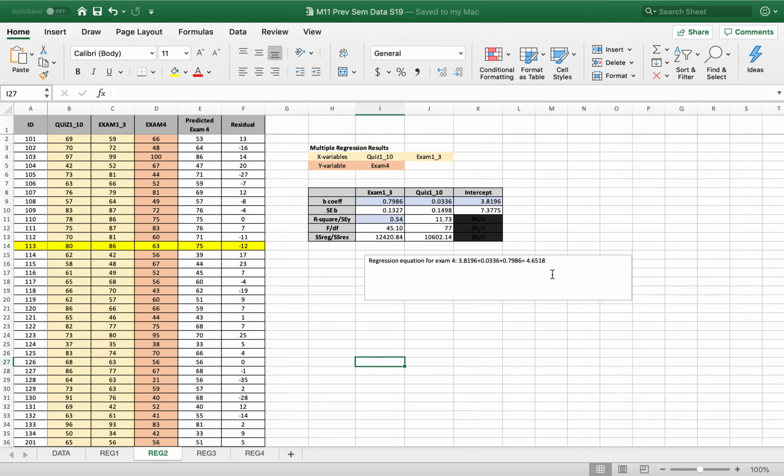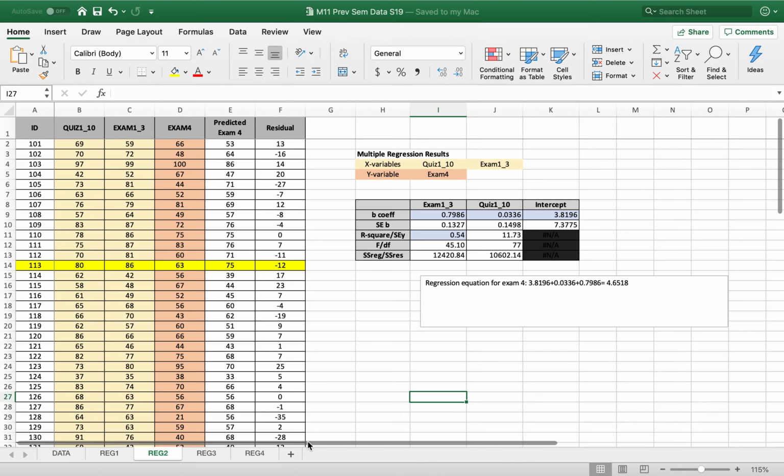And then the student that I chose to predict their score was 113. Their ID number was 113. Their average on quizzes 1 through 10 was 80. Exam 1 through 3 was 86. Exam 4 was 63. Predicted for exam 4 is 75, and then the residual or difference is negative 12. So that was for the multiple regression results.